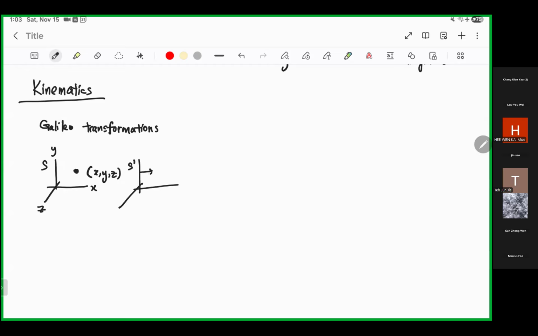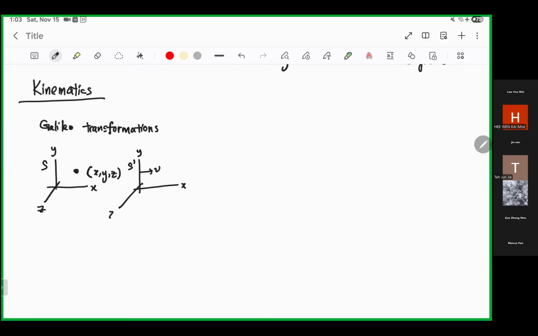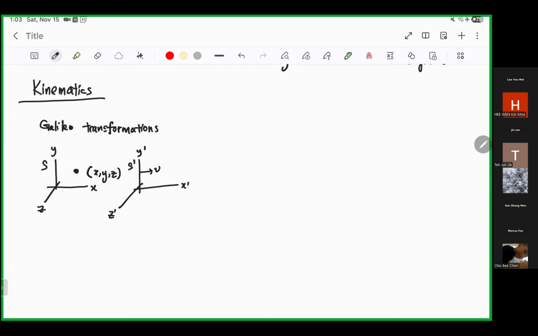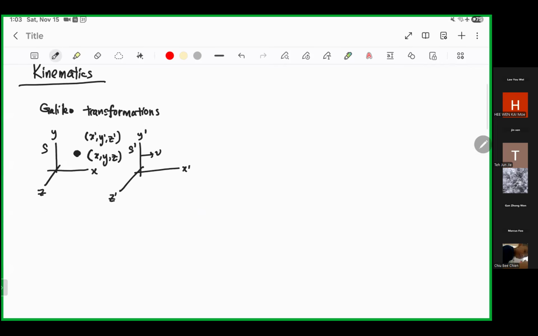This inertial frame is moving at a velocity v compared to the original inertial frame. So x, y, z, and then we call it S prime, and we have x prime, y prime, and z prime. The same point, when we define it with the coordinates in this frame, we would write it as x prime, y prime, z prime. And usually in Newtonian mechanics, we consider the time to be the same, right? So that's that.